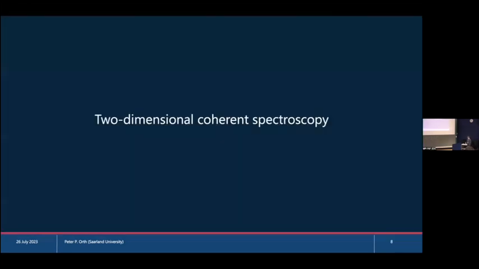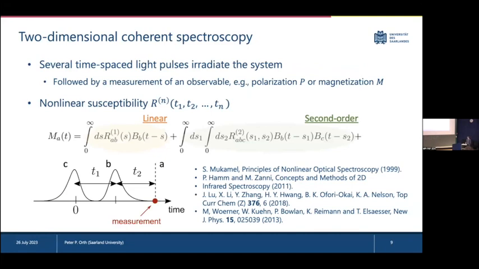Okay, so with this, I want to now switch to two-dimensional coherent spectroscopy, and I will start by explaining in more detail what that actually is. As I said, the idea is to probe a system nonlinearly, but in a very controlled way, by applying several time-spaced light pulses to the system, and then you measure an observable. Instead of the linear regime, where you can think of just having one pulse, here is the example of a magnetic field and measuring the magnetization, but you can also think about other fields, such as electric fields, and probing other observables. So with a magnetic field and probing the magnetization, the linear response would be the magnetic susceptibility.